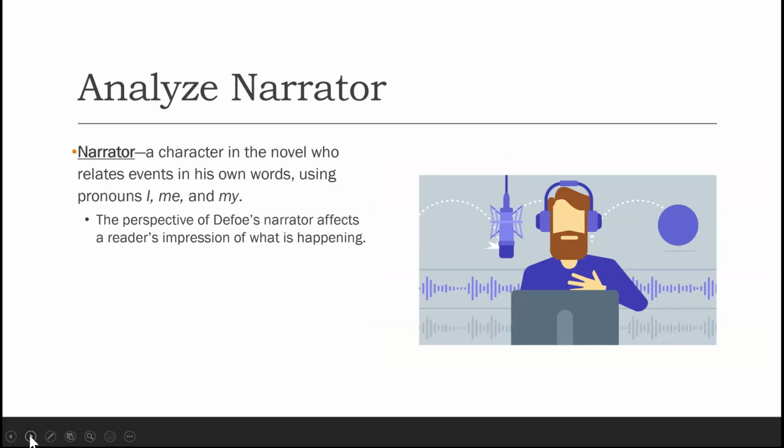The next thing we're going to look at doing is analyzing narrator. Now, narrator is a character in the novel who relates the events in his or her own words using pronouns I, me, and my. It's somebody that is experiencing the event. The perspective of Defoe's narrator affects a reader's impression of what's happening. If somebody is telling you, I did this, we did this, my this, you're more likely to believe their story because, well, they're telling you they did it. And unless they give you a reason not to trust them, you'll trust them.